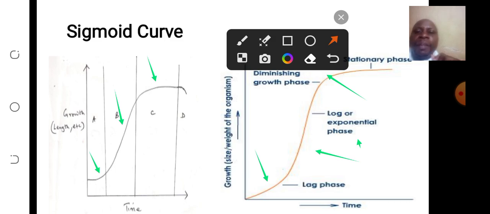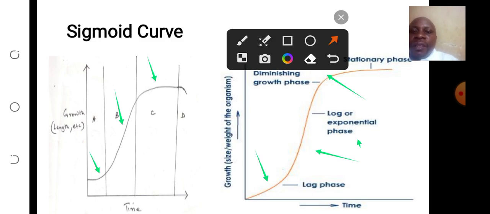Okay. Number 2, the nutrients are diminishing. Okay. Number 3, there might be accumulation of some toxic waste. Some toxic waste materials are accumulating, hence making some of the organisms die. This makes the growth rate decrease. And finally, the organisms are aged. They have grown old at this particular phase, what we call the diminishing growth phase or the decelerating phase. Hence, growth occurs at a slower rate.